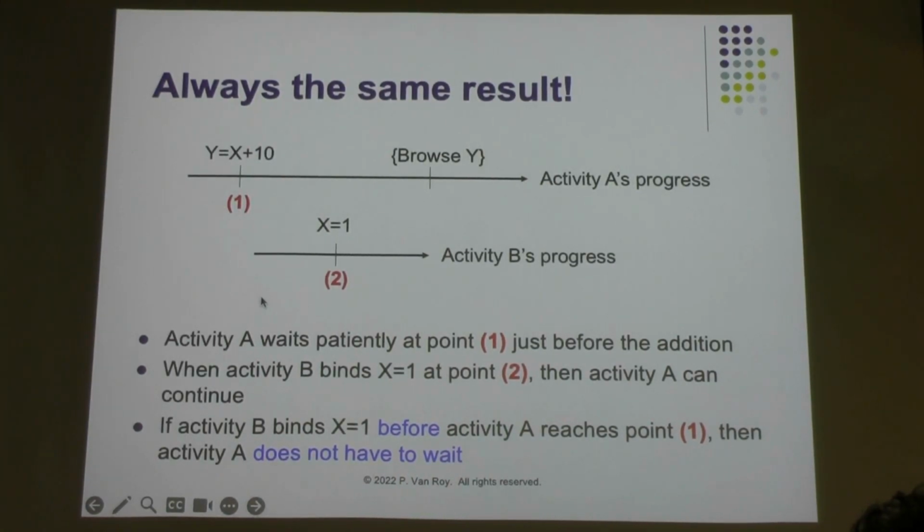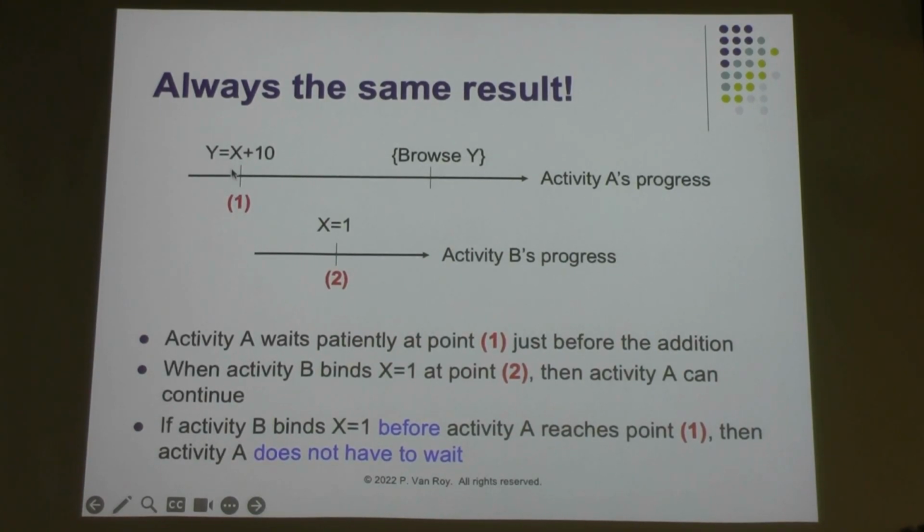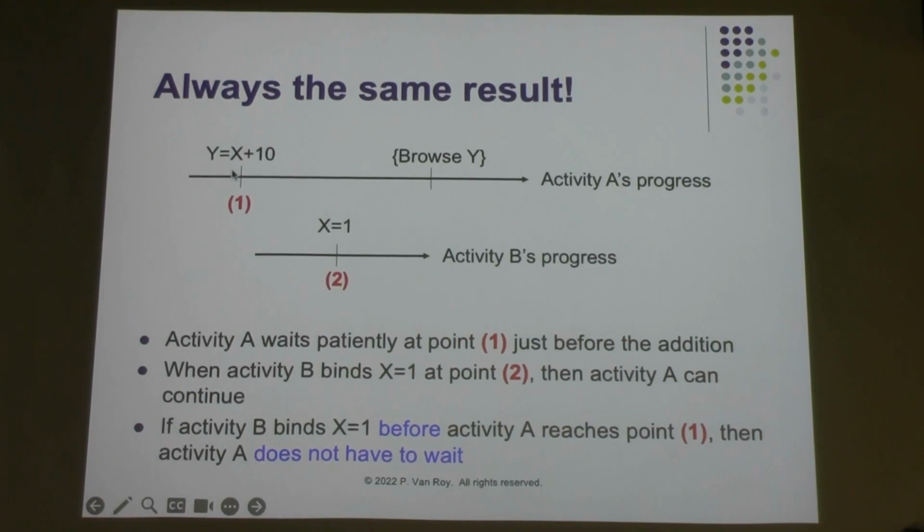And the second activity also is running. And eventually the second activity will do x equal 1 at point 2. And when that happens, activity A, which is waiting for x, can continue. So you see, the two activities are kind of coordinating because of the data flow. And it's a very, very disciplined coordination because the variable is single assignment. There's only one condition. The data is either available or it's not.